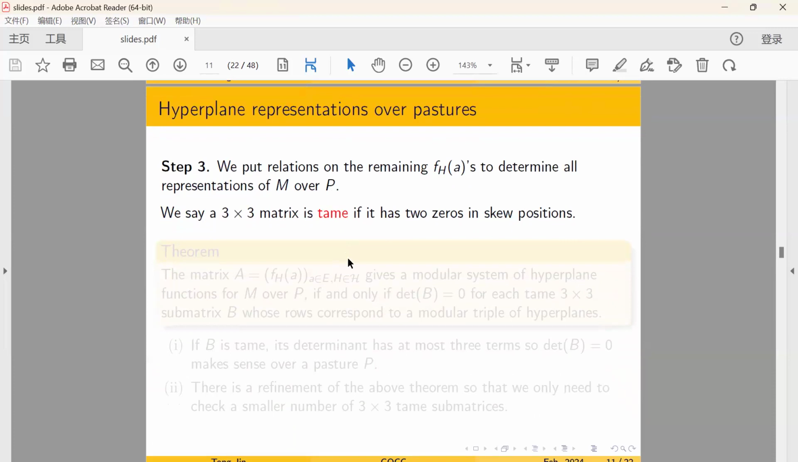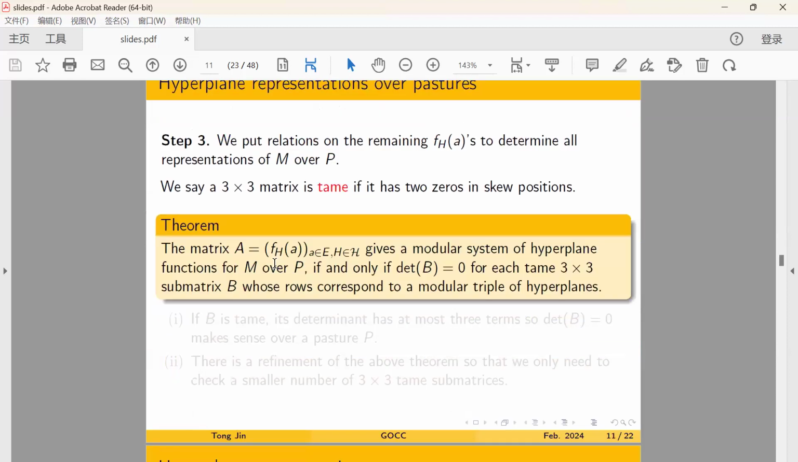We say a 3x3 matrix is TIM if it has 2 zeros in skew positions. For instance, if you have a zero at (I1, J1) and another zero at (I2, J2), then we need I1 is not equal to I2 and J1 is not equal to J2. So the row indices are different and the column indices are also different. So it is what we call skew positions. There will be another example later.